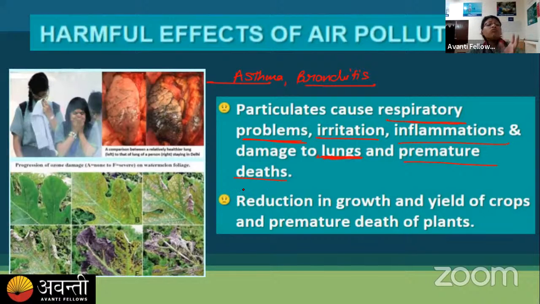Apart from the effect of these particulate matters and gaseous matters on animals, they also have a negative effect on plants. They reduce the growth and yield of the plant and also cause premature death. As you can see, this is a very healthy plant, and continuous exposure to heavy metals and particulate matter leads to the death of this plant. Okay, so this pollution is not only harmful for animals but also for plants. Is it clear?